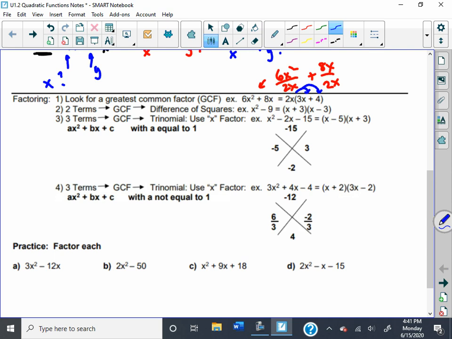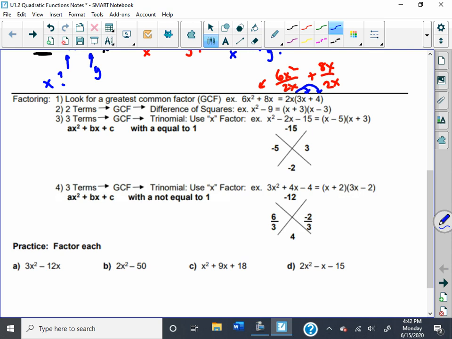All right, step 2, if there's no GCF, we want to look and see how many terms there are. Well, if there's 2 terms, after we pull the GCF out, we want to look and see what's called the difference of squares. So here's an example, x squared minus 9. This is called the difference of 2 squares. So difference means subtraction between the 2 terms, and both terms are perfect squares.